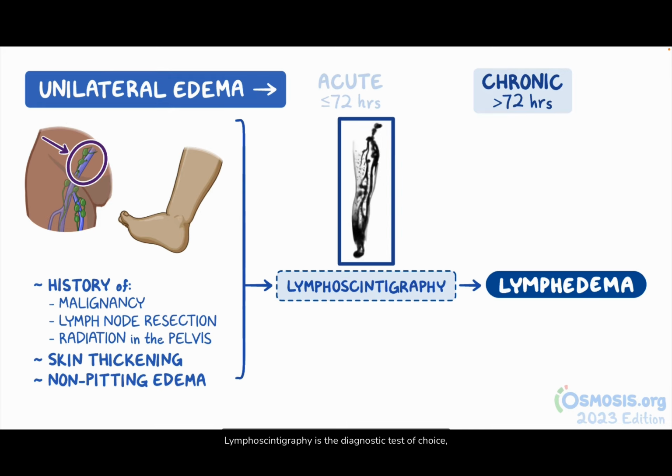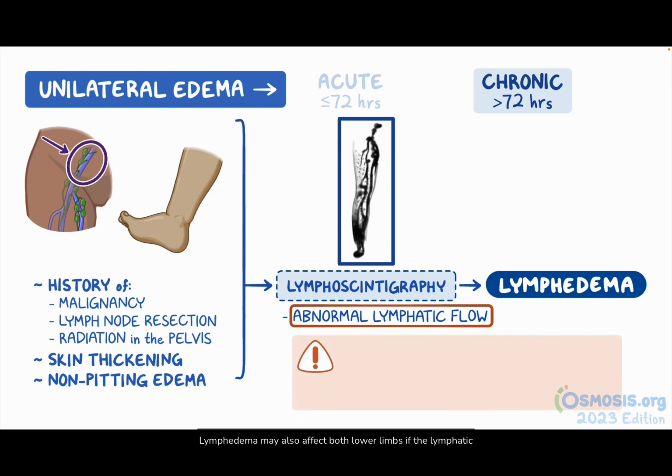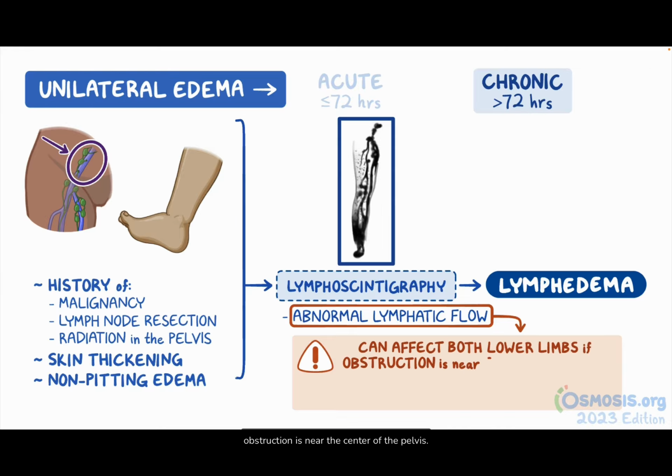Lymphoscintigraphy is the diagnostic test of choice, which generally demonstrates abnormal lymphatic flow. Lymphedema may also affect both lower limbs if the lymphatic obstruction is near the center of the pelvis. Manual techniques, such as massage, are often utilized to improve lymphatic edema, as well as compression stockings.